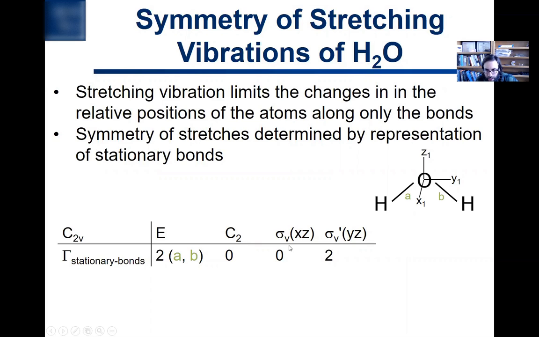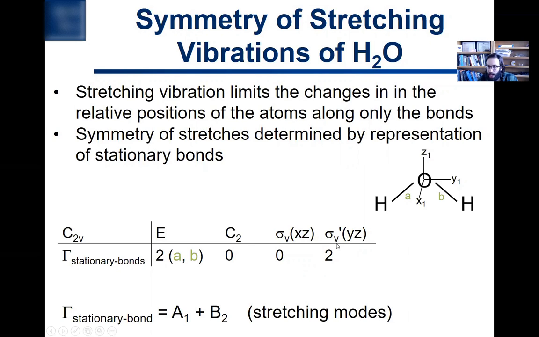Sigma VXZ, that is cutting through the molecule, right? And so again, that's going to take bond A and go to bond B, and bond B and go to bond A. So none of the bonds are stationary, so we give it a 0. Then we have YZ. YZ is in the plane of the molecule, so it doesn't do anything to the molecule, doesn't do anything to the bonds. A stays A, B stays B. 2 stationary bonds, we give it a value of 2.